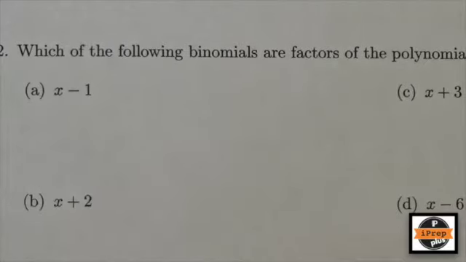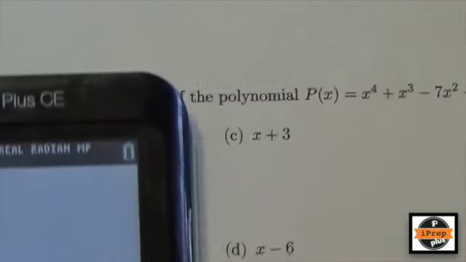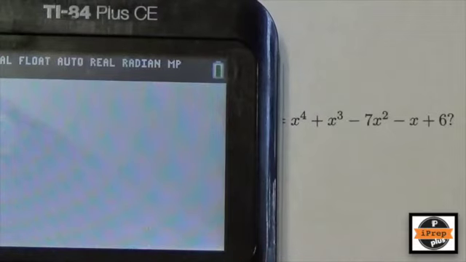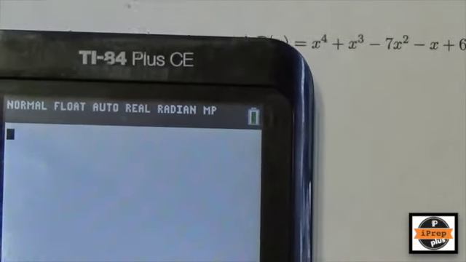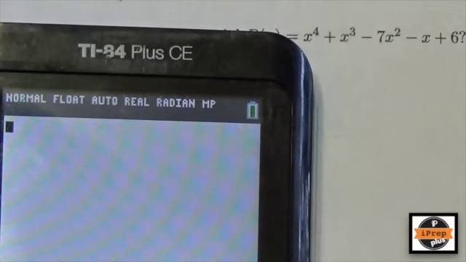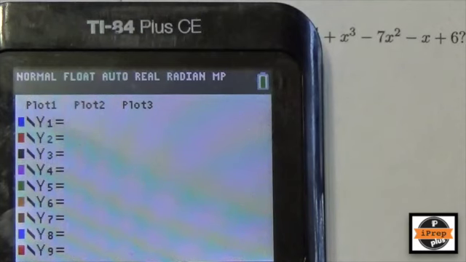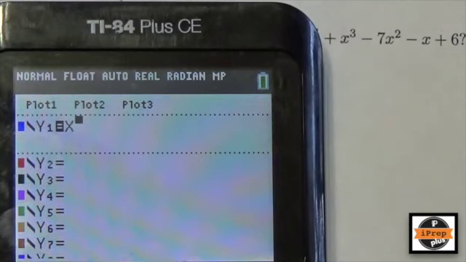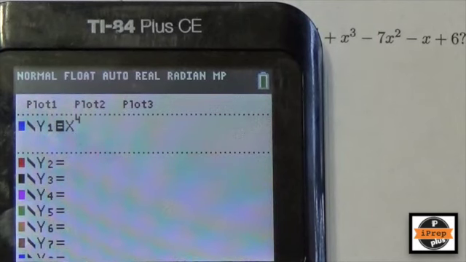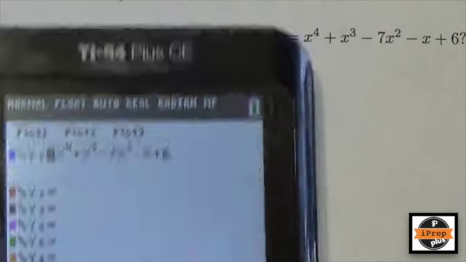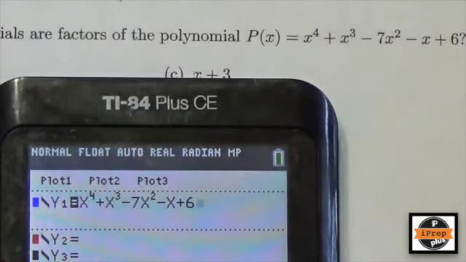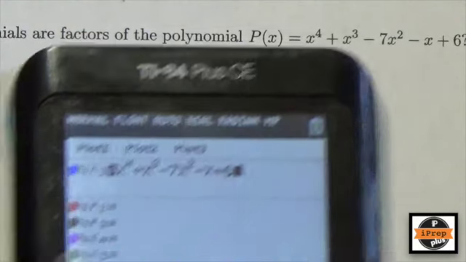But in this case, we're going to make this a little bit quicker. We're going to take that polynomial, x to the fourth plus x cubed minus 7x squared minus x plus 6, and plug that in. We press y equals and enter x to the 4 plus x cubed minus 7x squared minus x plus 6. Let me make sure that's what it says, and yes, that's correct. Now that's in for y equals.